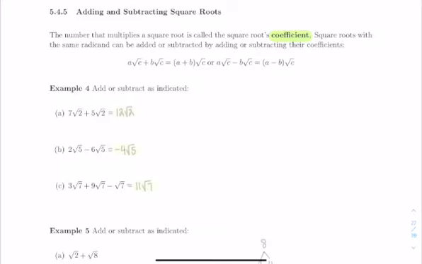coefficients together. So looking at the 7 times the square root of 2 plus 5 times the square root of 2, since we have the same radical, we just add the coefficients, 7 plus 5, and that's going to give me 12 square root of 2. Same idea goes for the second one. We have 2 root 5 minus 6 root 5, and 2 minus 6 is going to give me negative 4 times the square root of 5.